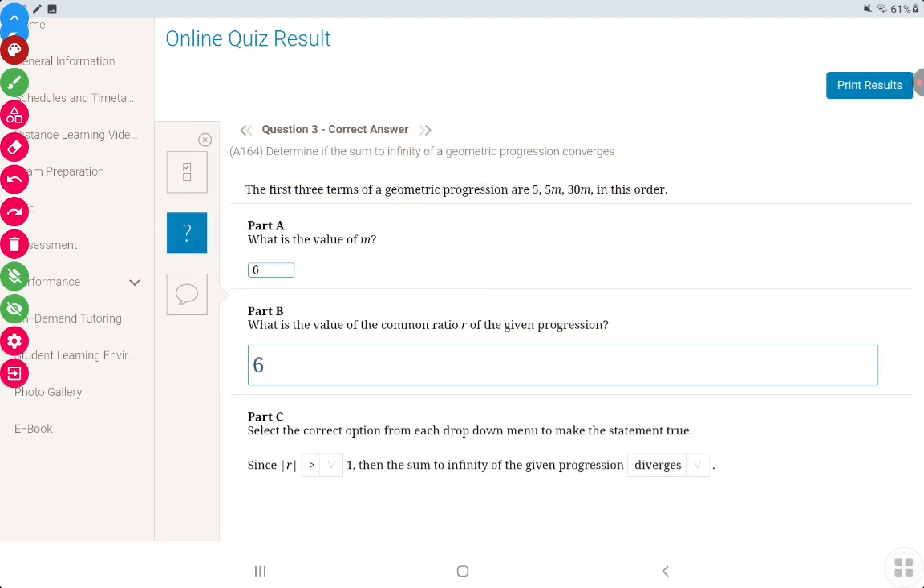Now the ratio in this case is greater than 1. Okay, so because it's greater than 1, that means it diverges.